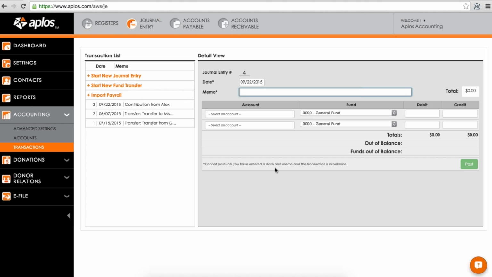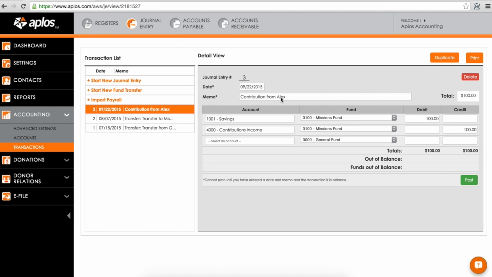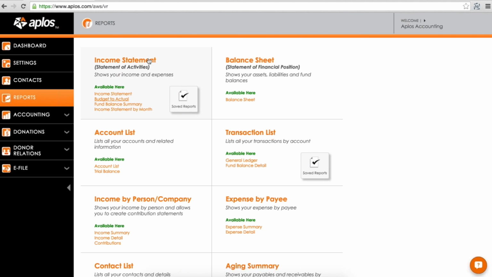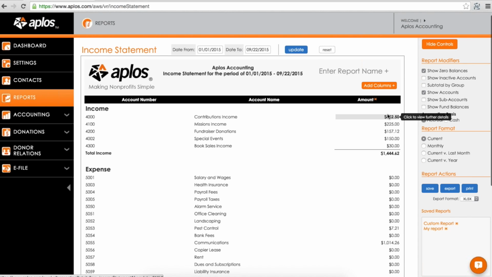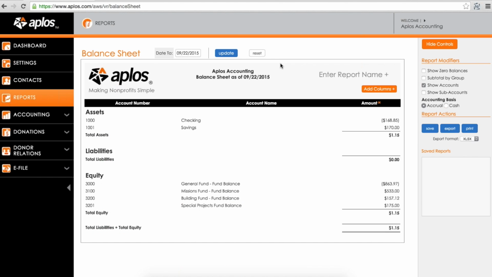Once I click post, that now saves to my transaction list here on the left-hand side. If I click on that, I can see contribution from Alex. Here's a savings increase of a debit for $100. Here's a contributions increase for $100. And there we go, there's my balance. Now, if I were to go to one of my reports and go to, say, my income statement, that contributions income has been raised by $100, and my balance sheet has been given $100 in my savings account as well.